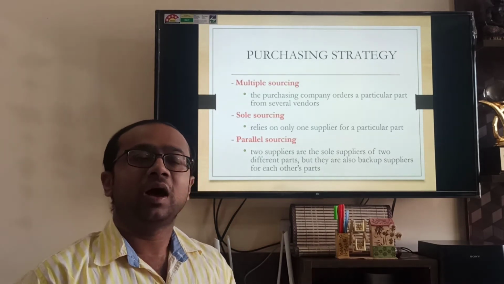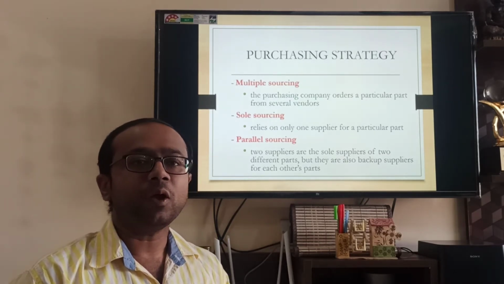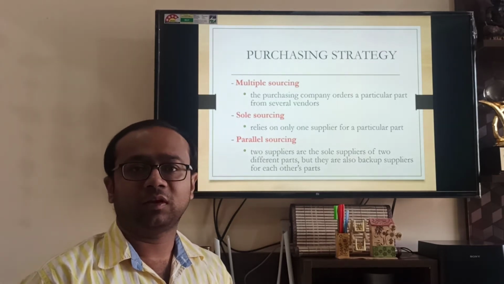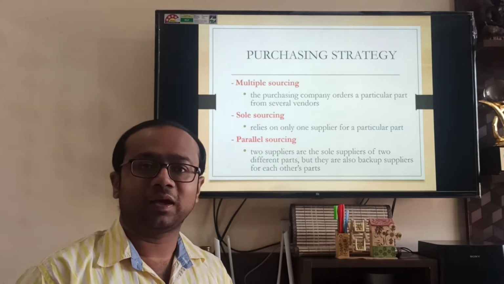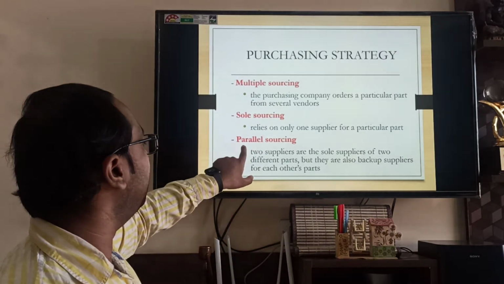For example, again taking the paint example, if you want to get this oil, the authorized suppliers, basically there are only two suppliers, HPCL, BPCL. For some chemicals there will be only one supplier, so you have to take from that supplier only. Then, my dear friends, parallel sourcing.